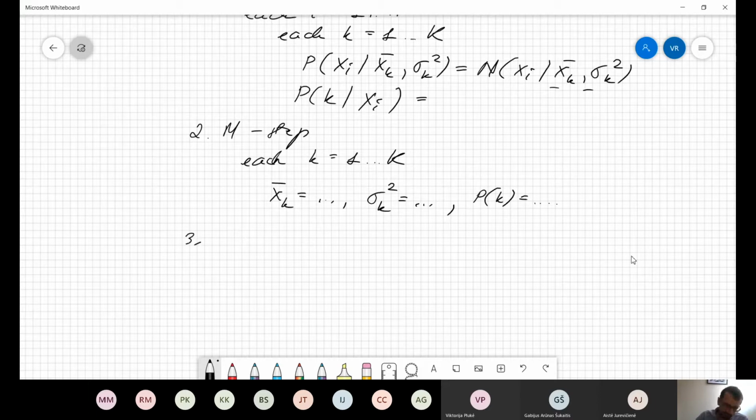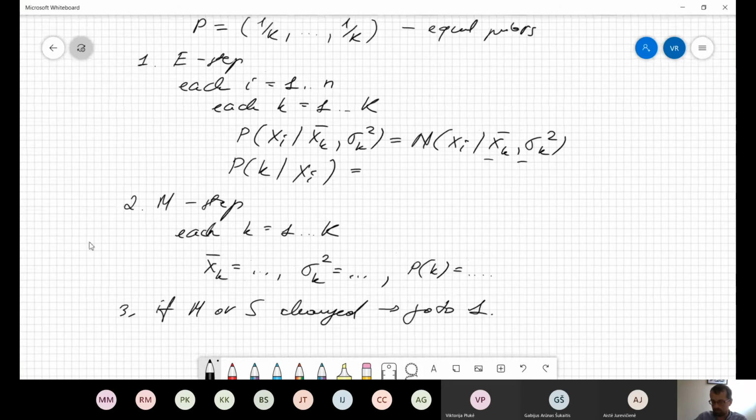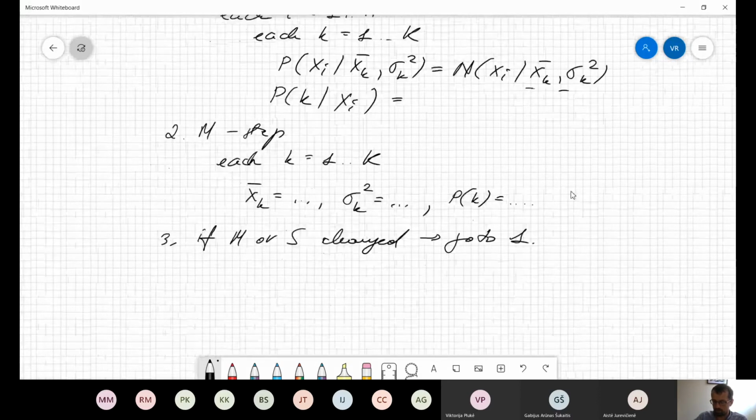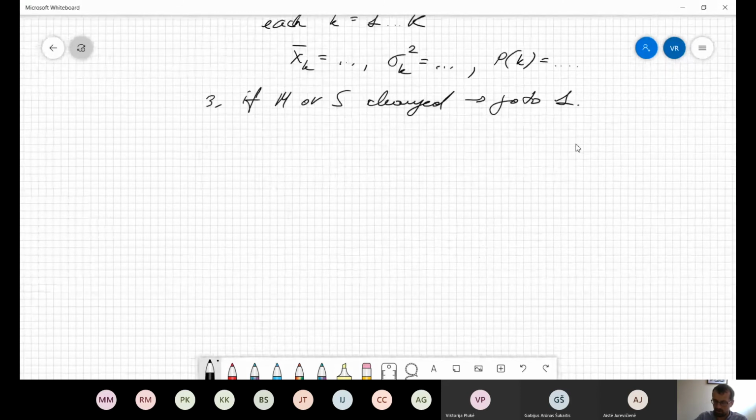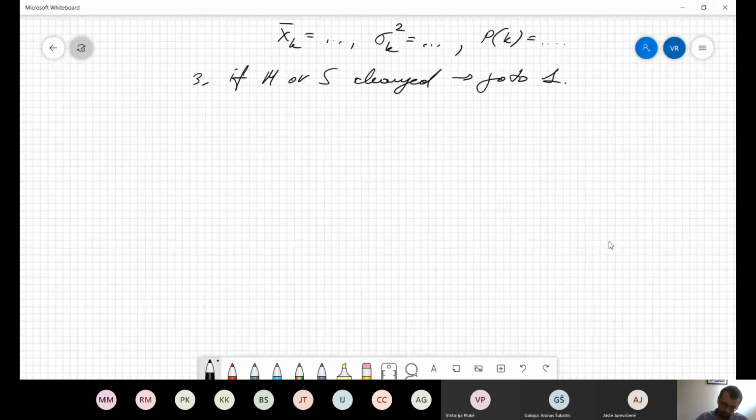Okay, so step number 3: if M or S changed, just go to 1. Just repeat. Again, like in k-means, we loop it over and do the updates. We do the updates for the conditional probabilities, we invert them, and then we shift the center and distribution, and we just repeat until convergence, until the actual balance has been found.